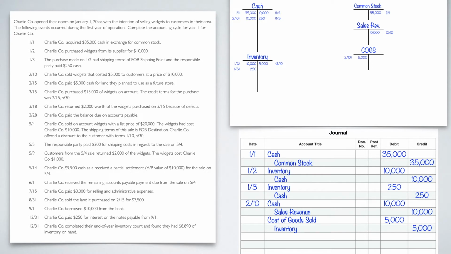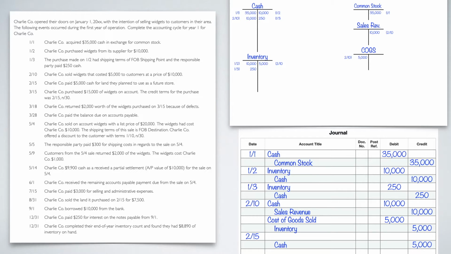So, all right, let's go to February 15th. It says Charlie Company paid $5,000 cash for land they had planned to use as a future store. So has cash been affected? Yes, it is. What is our cash doing? It is going down because we purchased the land. So we're going to say credit cash because it's going down for $5,000.